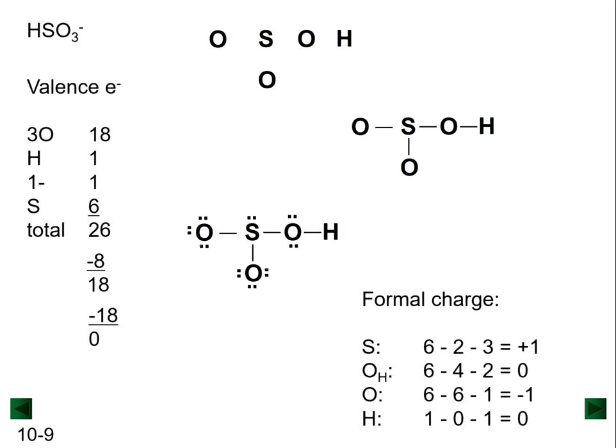The oxygen with the hydrogen atom on it has the formal charge of 0. The other oxygen atoms have formal charges of -1. And the hydrogen has a formal charge of 0. Now there are 2 oxygens that have a formal charge of -1, and they're right next to the sulfur, which has a formal charge of +1. And that's generally an unfavorable structure.